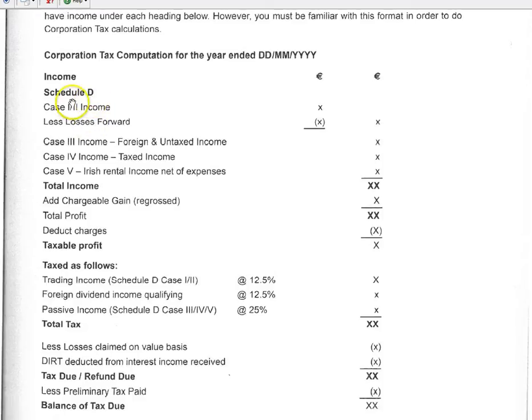They always start with the Schedule D, Case 1, 3, 4, 5 income, add chargeable gains to that to get profits, and deduct charges, if any. And then that gets taxed. The only deductions really are any current year losses that are claimed on a value basis against the non-trading income and chargeable gains, if there is DIRT deducted, and preliminary tax paid. So we'll go back to the question.